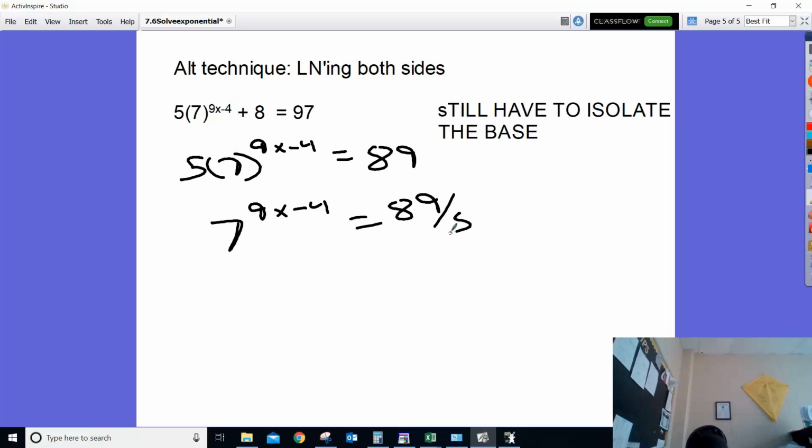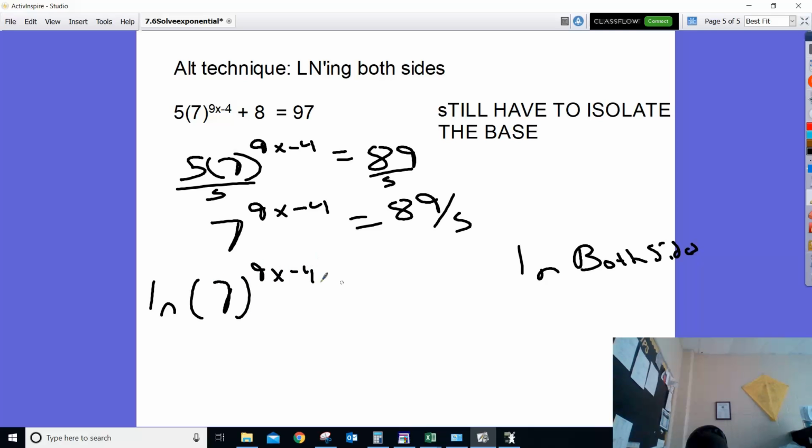This reads 5 times, right? Opposite of multiplication is division. Get rid of it. Divide it out. All right, we're going to ln both sides. So left is going to become the natural log of 7 raised to the 9x minus 4. Right's going to become the natural log of 89/5. Now this is a fairly complex example, so don't think this is harder than it was before. There's a lot of stuff going on in this example.